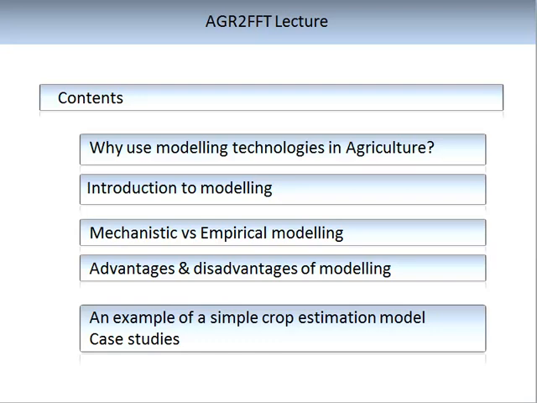I'm going to give you an introduction to modelling, which will include some definitions. We're going to look at two types of modelling, mechanistic and empirical modelling. We are also going to explore some of the advantages and some of the disadvantages of modelling. And we will finish with an example of a simple crop estimation model. There will be a couple of case studies presented.